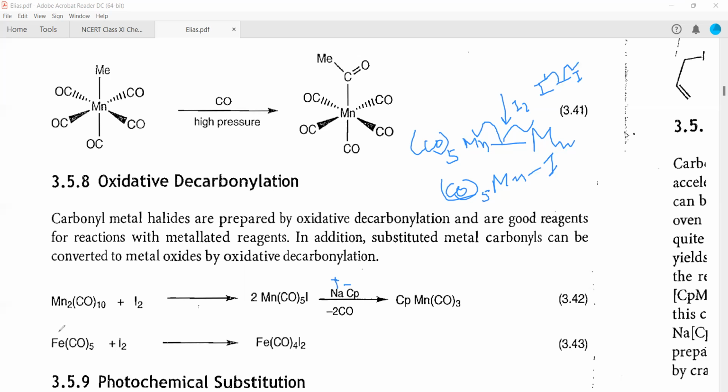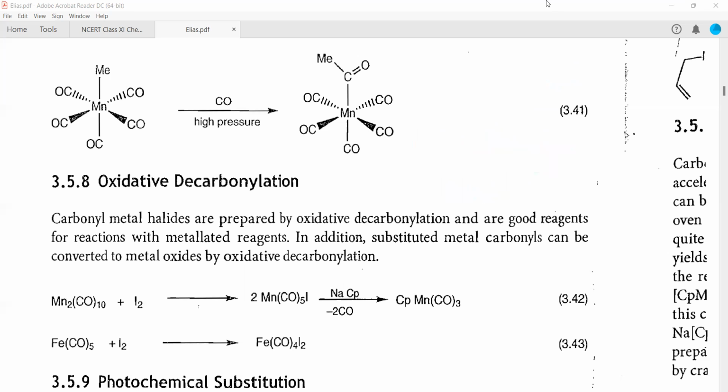You can activate this Fe(CO)5 also with iodine, and it can form this, and further you can get another XYZ ligand to substitute those ligands. Okay, so this is how we studied that you can activate the metal carbonyl bond. This is oxidative decarbonylation. Now another method is the photochemical substitution. So we are going to study that also.